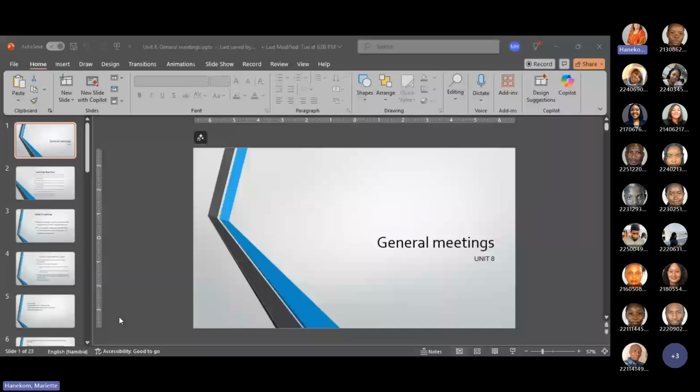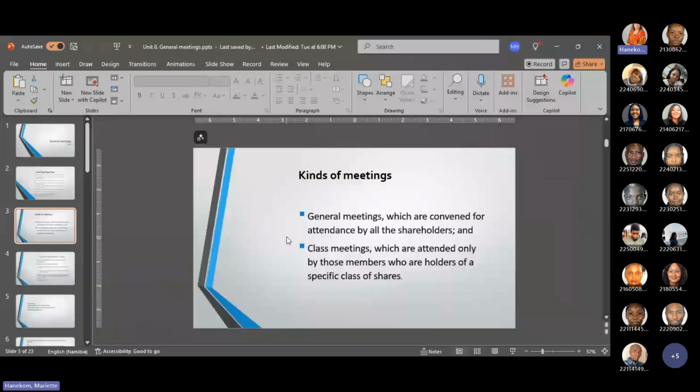Right, so we started with Unit 8 on Tuesday. What we looked at on Tuesday is we saw that there are two types of meetings that a company can have: general meetings that include all the shareholders, and class meetings that affect only a particular class of shareholders. The manner in which these meetings are conducted are exactly the same, so it doesn't matter.